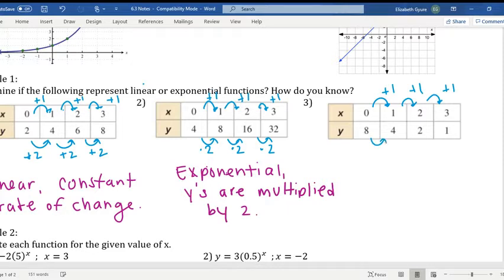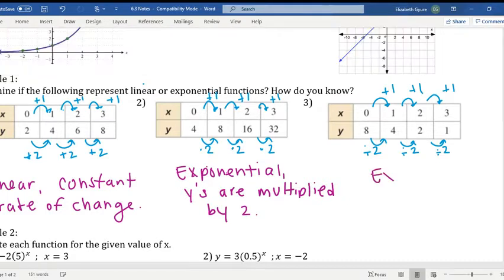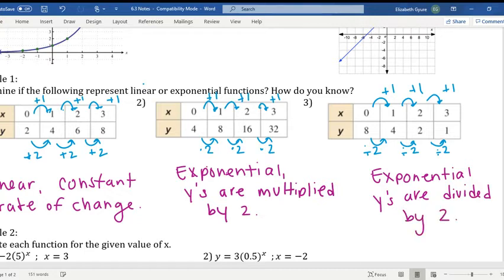So here, we're dividing by 2 each time. Good. So this one is also exponential, because the y's are divided by 2. Good.